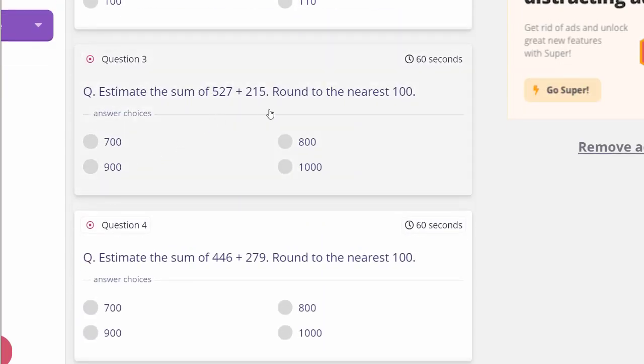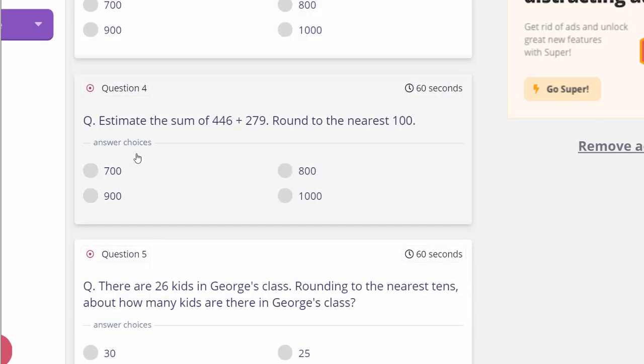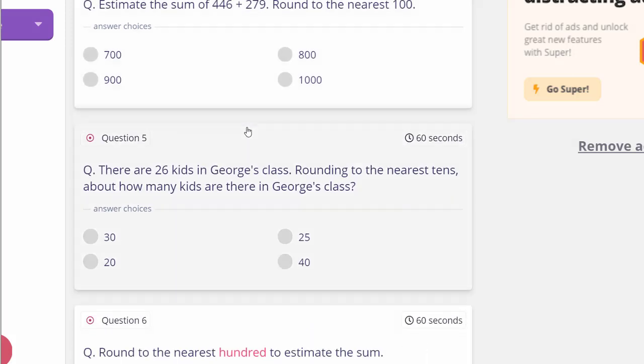The next one, to the nearest 100. The first number will be 500. The second number will be 200. 500 plus 200 equals 700. In the next question, the first number will be 400. The second number will be 300. And 400 plus 300 equals 700.